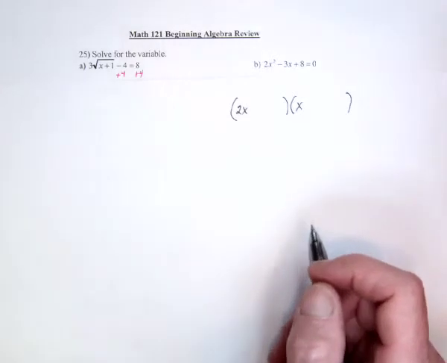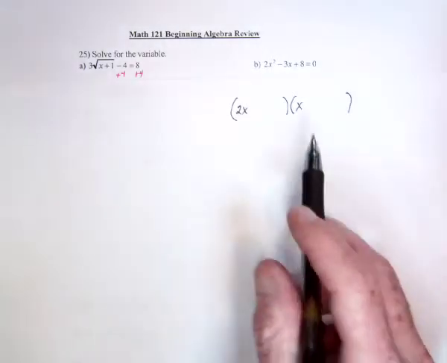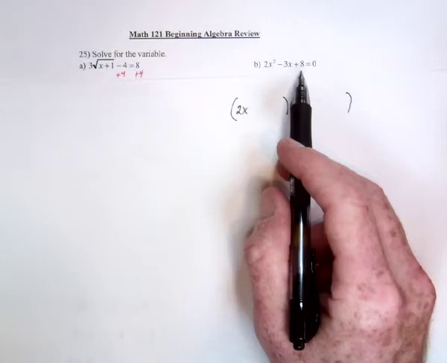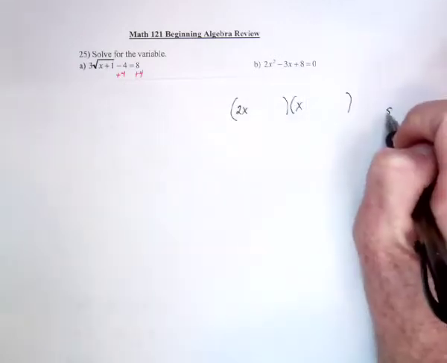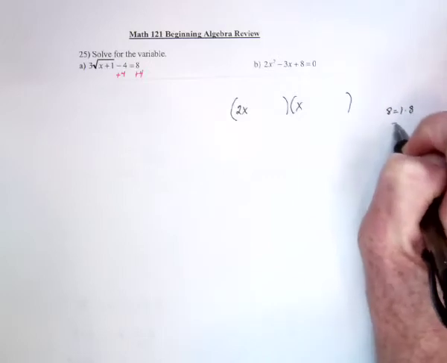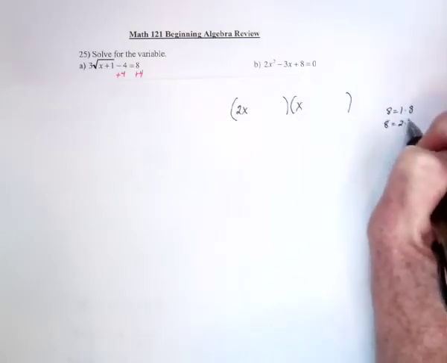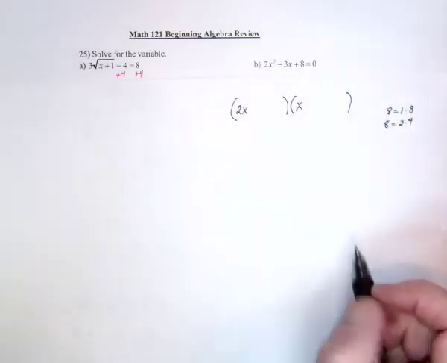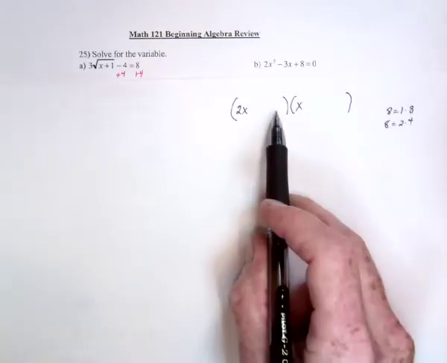That takes care of the 2x squared. Next, we work on this term. How can we get an 8? Well, for an 8, it could be 1 times 8, or it could be 2 times 4. So those are the possibilities for what goes here and here.